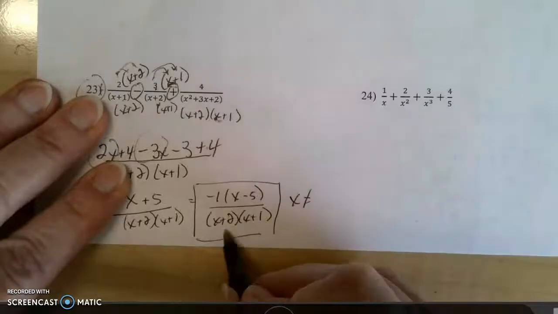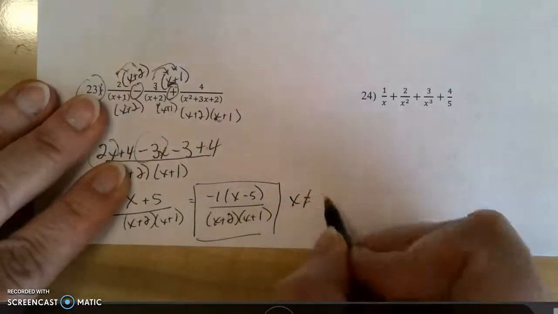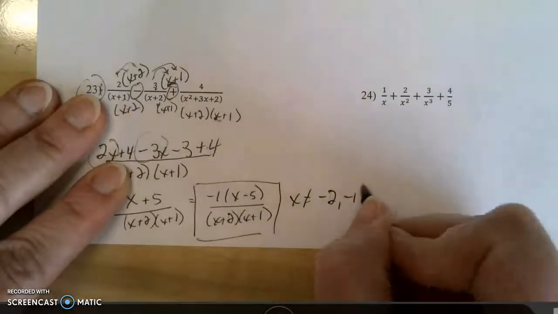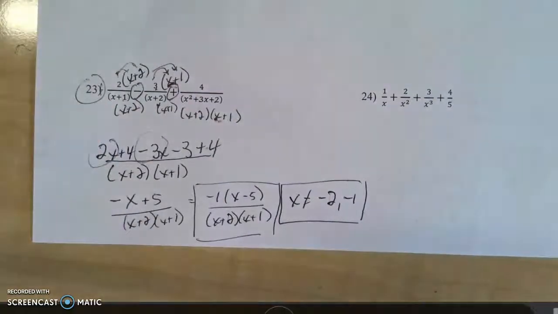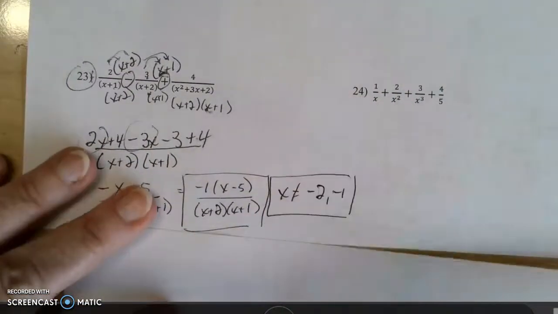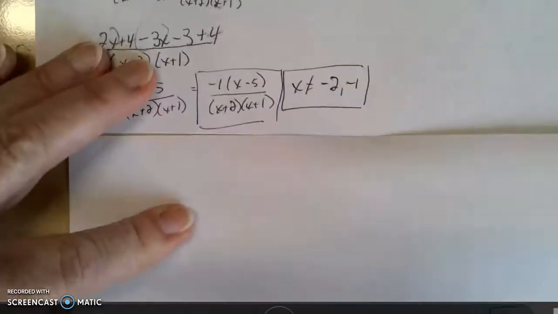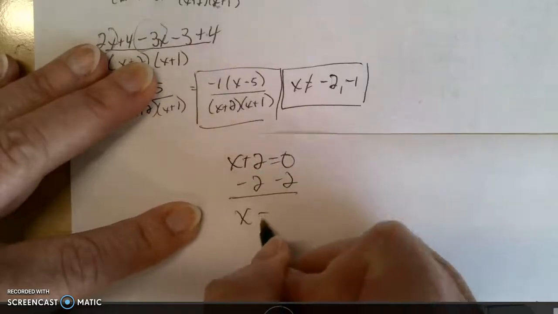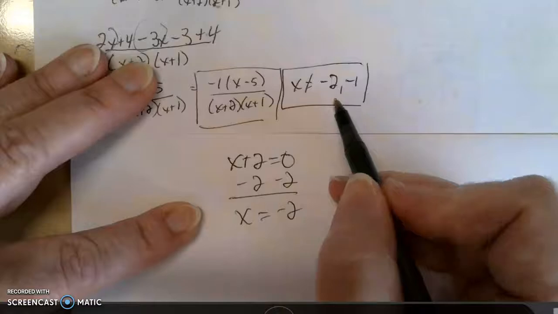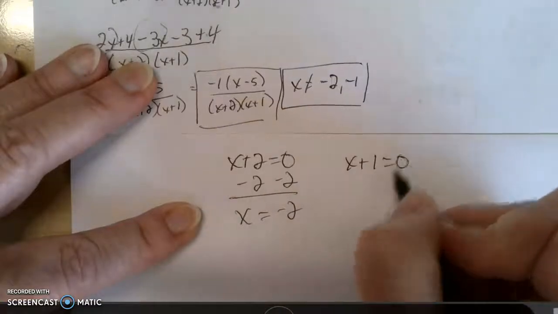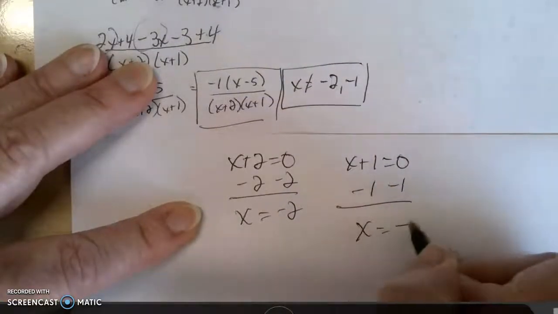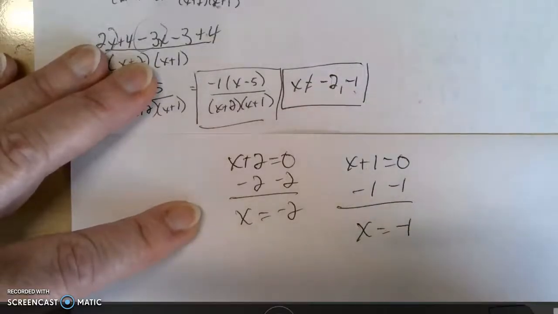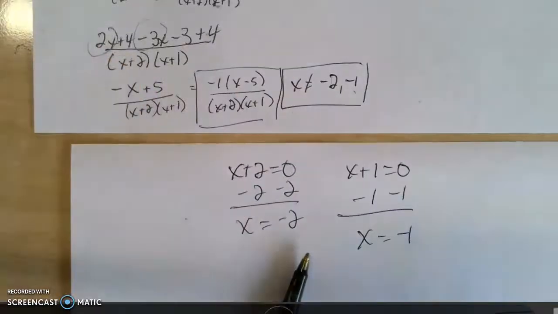Excluded values. If I set that equal to 0, it would be a negative 2. And if I set that equal to 0, I would have a negative 1. And I'll show you. So I'm going to set x plus 2 equals 0. That's where the negative 2 comes from. X plus 1 equals 0. That's where the negative 1 comes from. So remember, you set your factors equal to 0. All right, go ahead and give it a try.